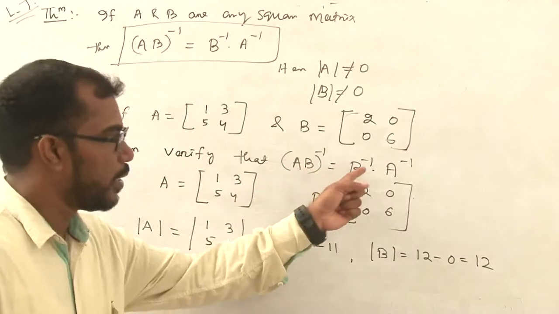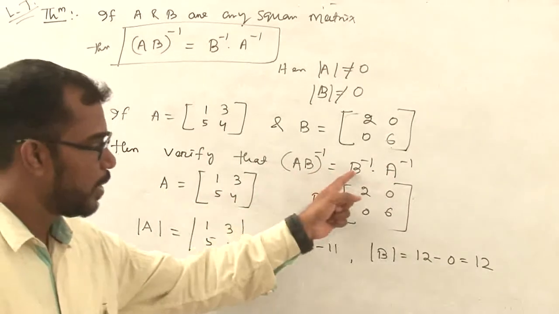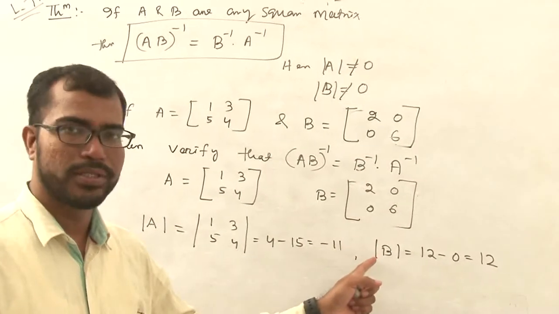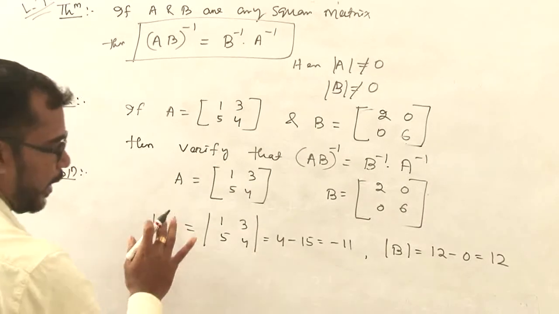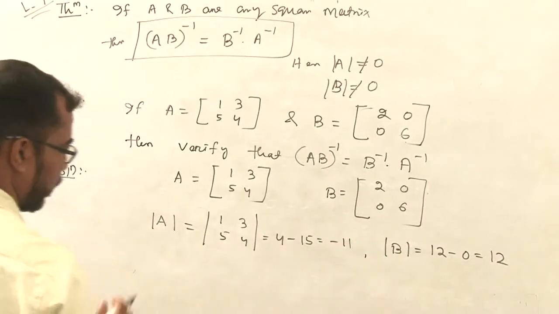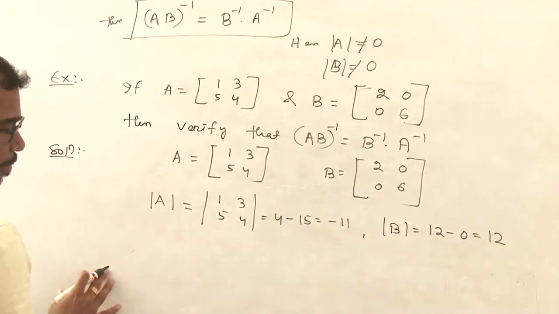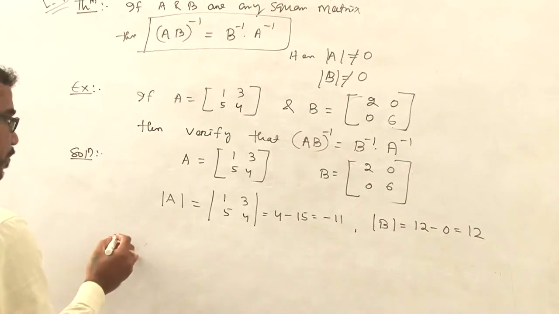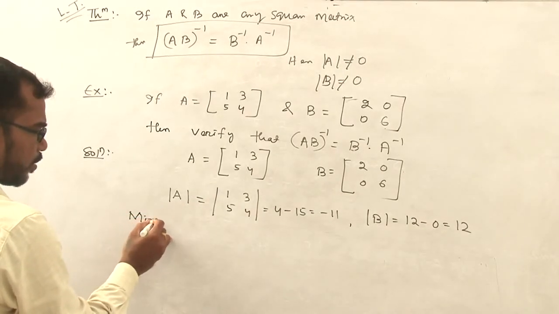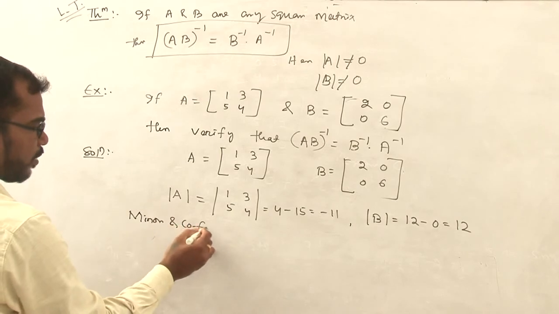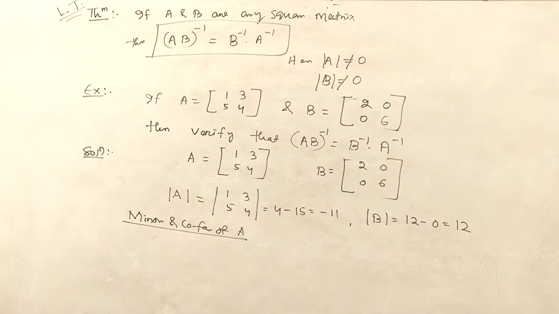So first we have to find the determinant of A and the determinant of B. As you see, for the inverse of A we have to find the adjoint of A, and for the inverse of B we first find the adjoint of B. Then the minors and cofactors of the matrix A; first find those.